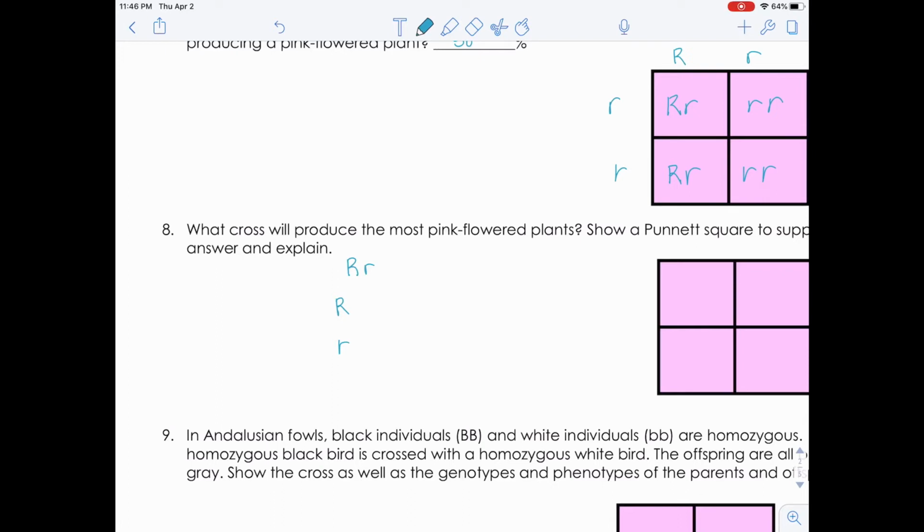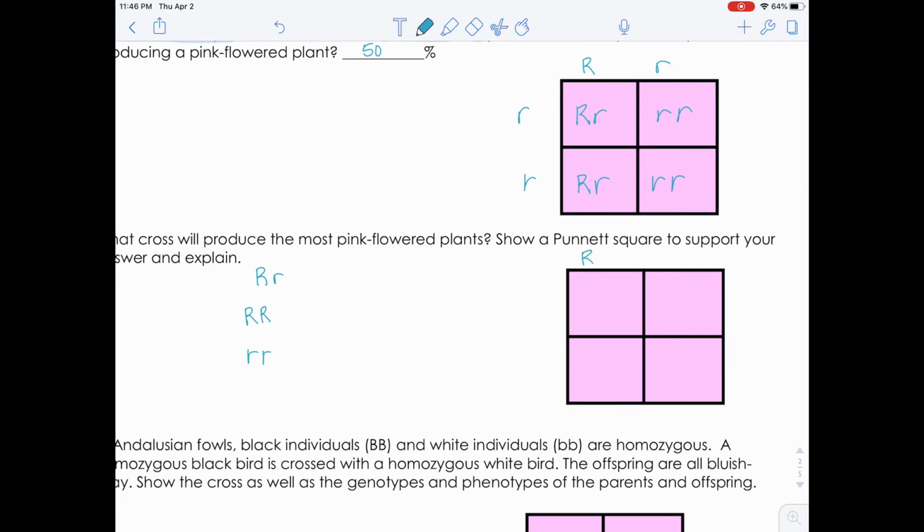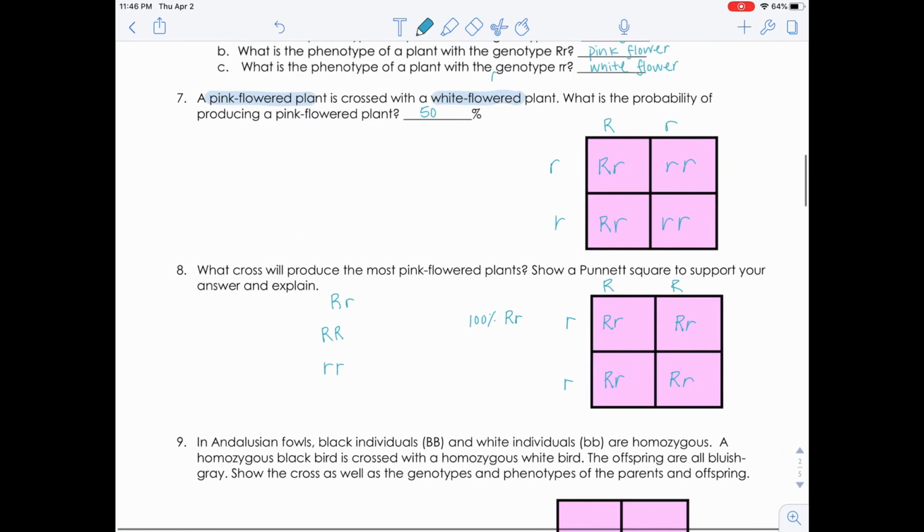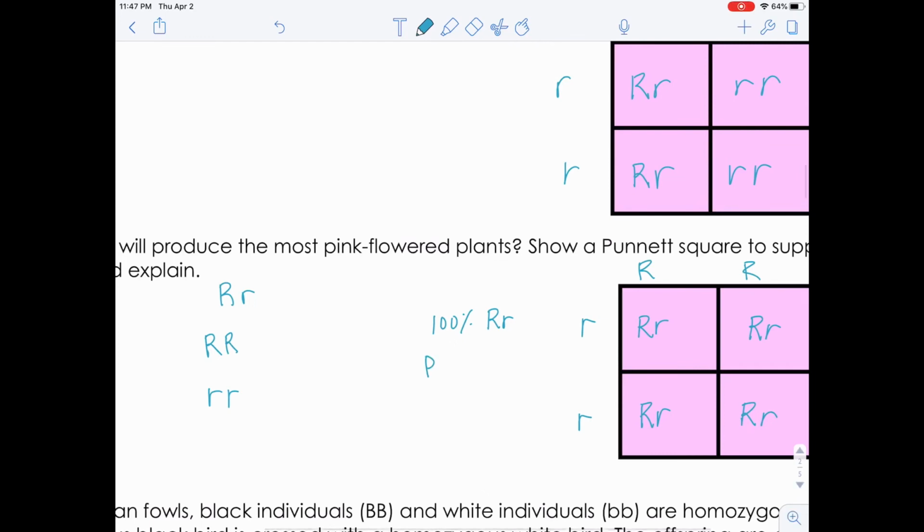In order to make sure that one parent will provide the big R allele, this parent will have to be homozygous dominant. And in order for the other parent to provide the small r allele, this parent will have to be homozygous recessive. In this case, after we complete the Punnett square, we get 100% big R, small r genotype, and the phenotype will be pink flower.